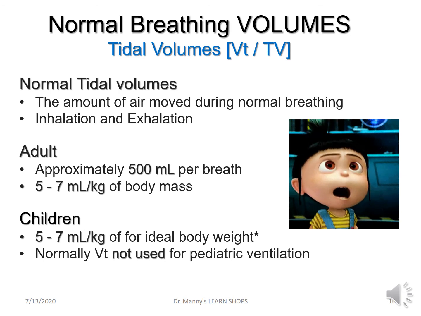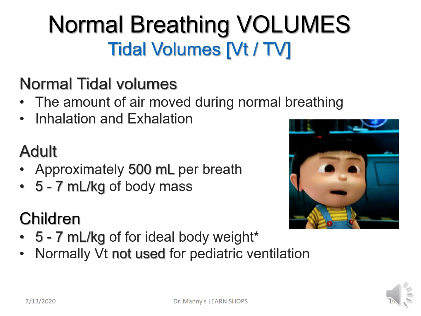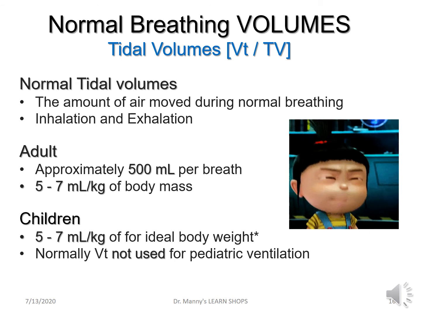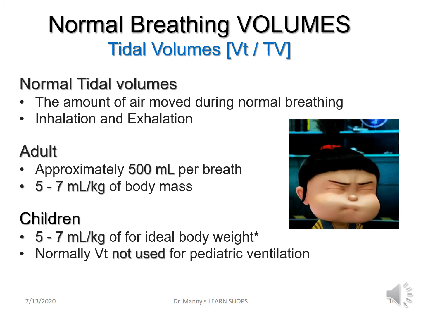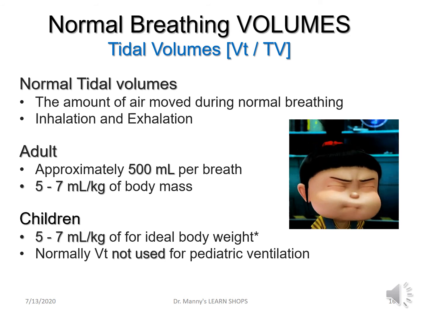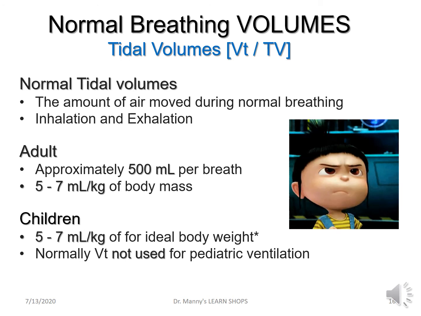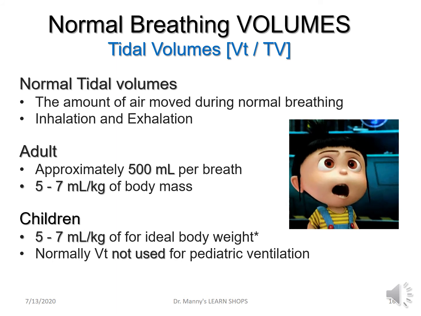Typically, not normally, but typically, adults have a tidal volume of approximately 500 mils per breath. We're all different. Some have got a big chest, some have got a small chest. Some have got increased metabolic requirements, some have got decreased metabolic requirements. But typically, the formula for working out tidal volume, or the amount of air that moves in and out of the chest with each breath, is about 5 to 7 mils per kg of body mass.